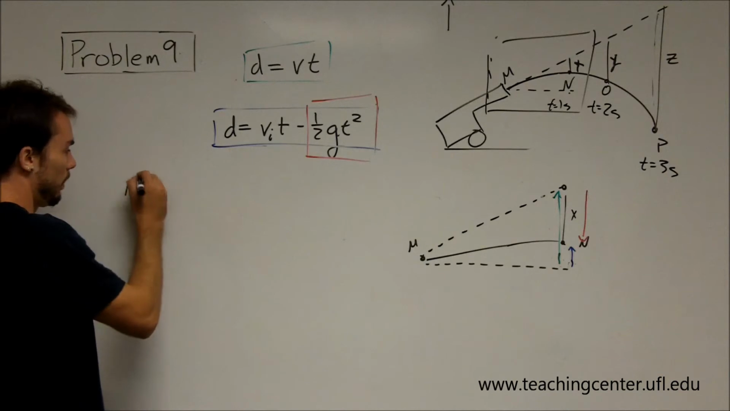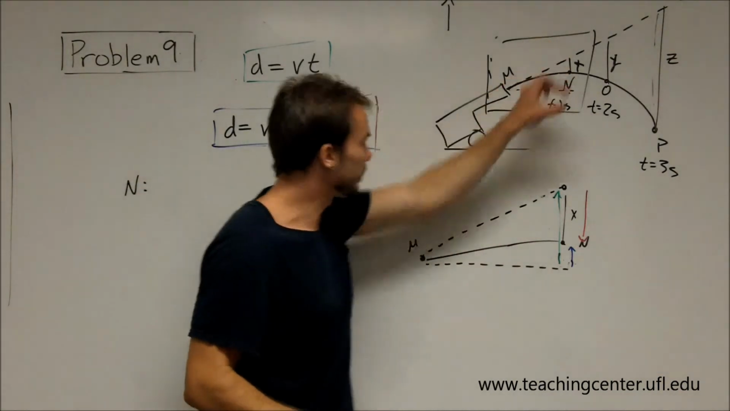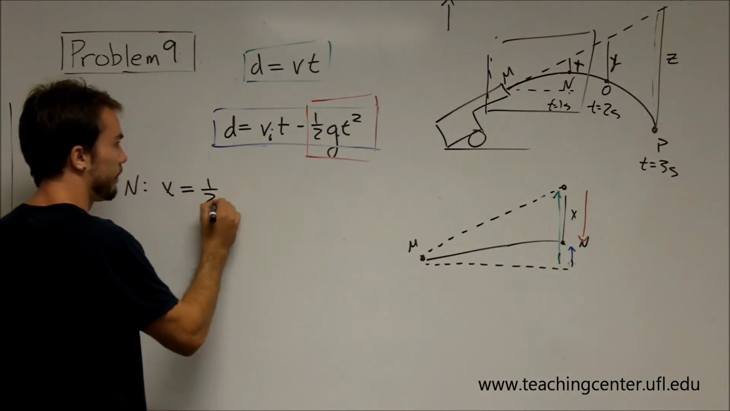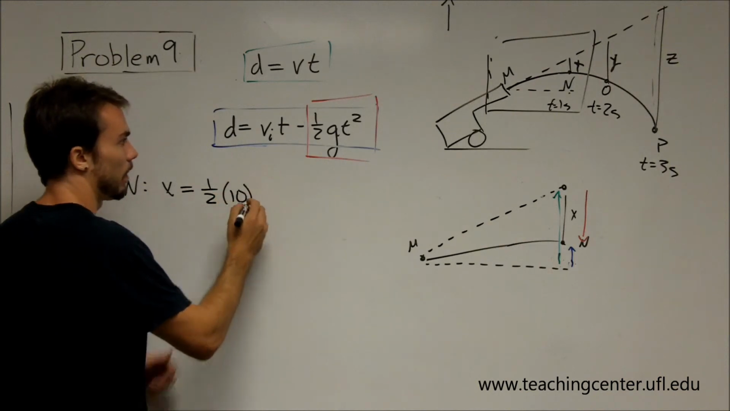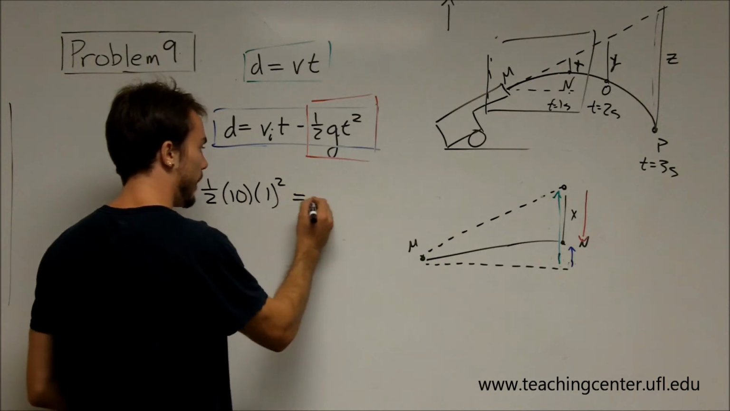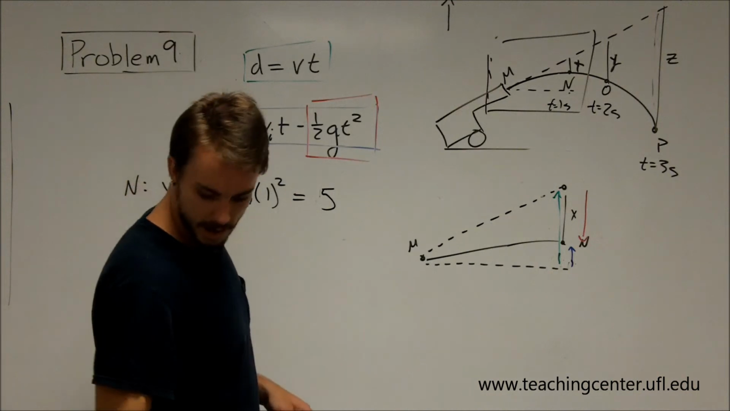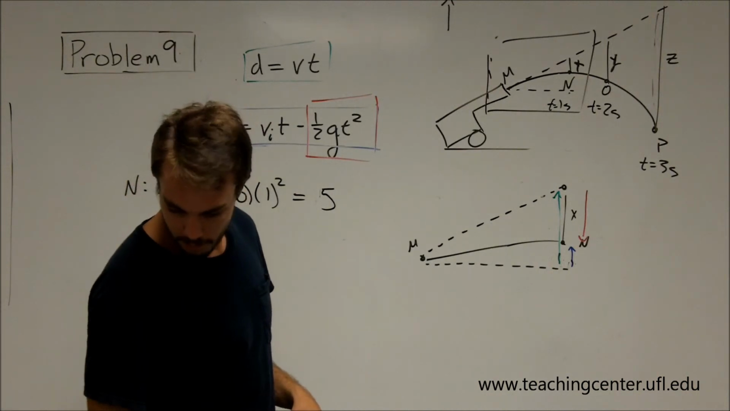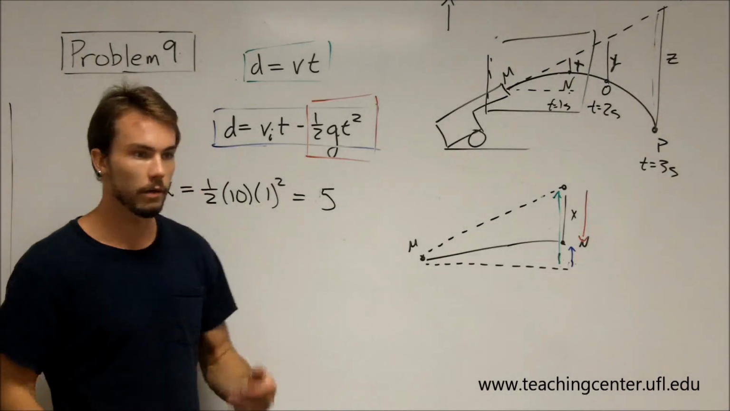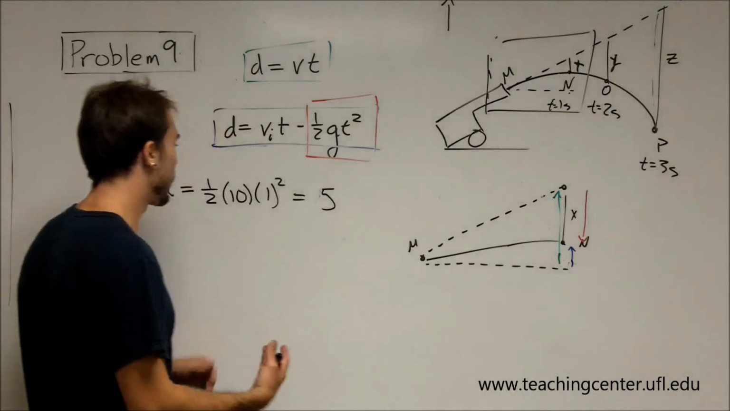So for N, if t is equal to 1, then this distance right here, x, is just going to be 1/2 times 10, our gravity, times 1 squared, which will just give us 5. Although it's going to be negative, actually, none of the answers are negative in here, so you don't have to worry about it. It's not very clear whether they want it to be negative or positive, but it looks like they're just looking for the actual values, so we're not going to be worried about any of the negatives in here.